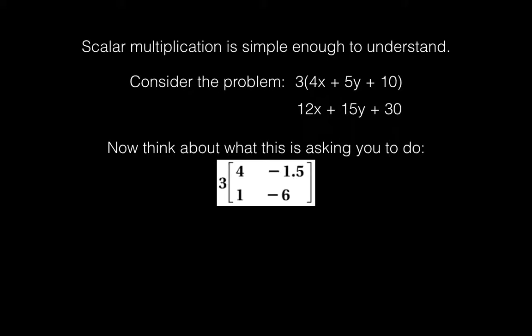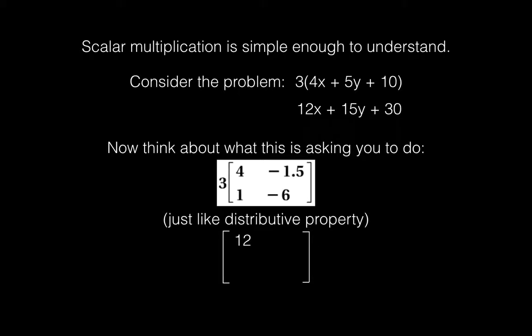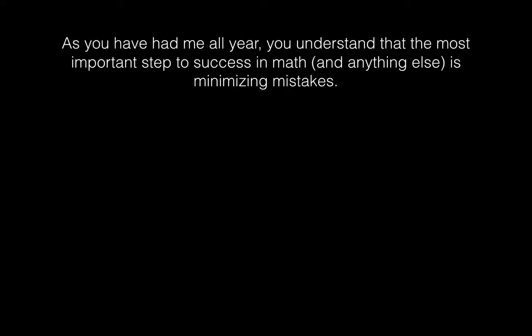Now, what about if you saw this problem here? Even if you had never seen this before, you should have the idea to say, you know what, there's a 3 on the outside, there's a bunch of numbers grouped up on the inside. Pretty much all it is just like the distributive property. You take 3 and you distribute it times everything in there. 3 times 4 is 12. 3 times negative 1.5 is negative 4.5. 3 times 1 is 3. 3 times negative 6 is negative 18. That's it.